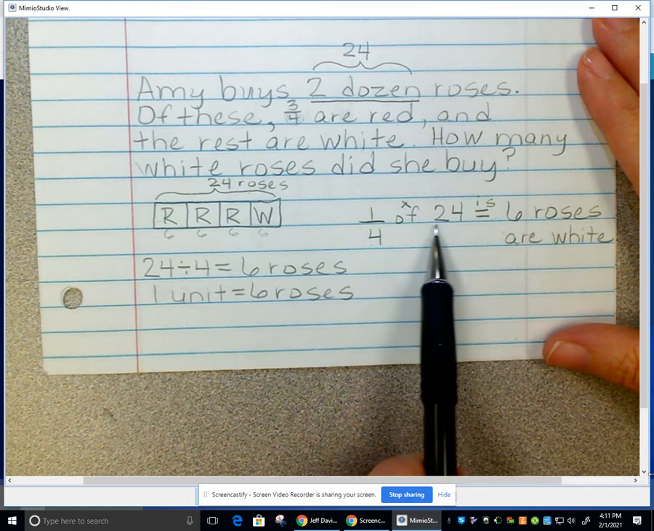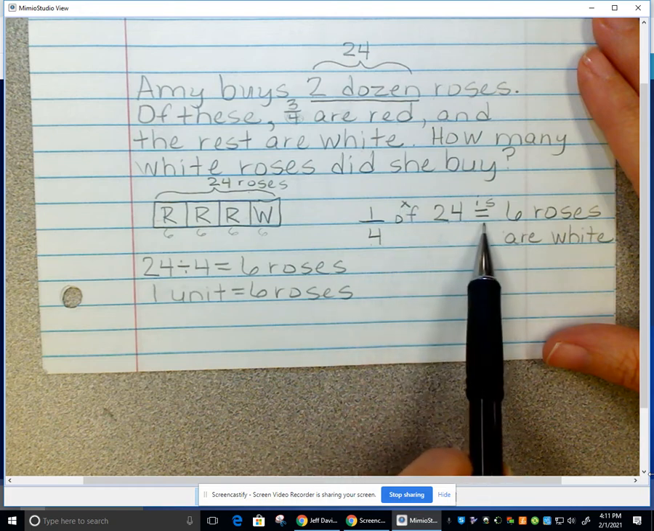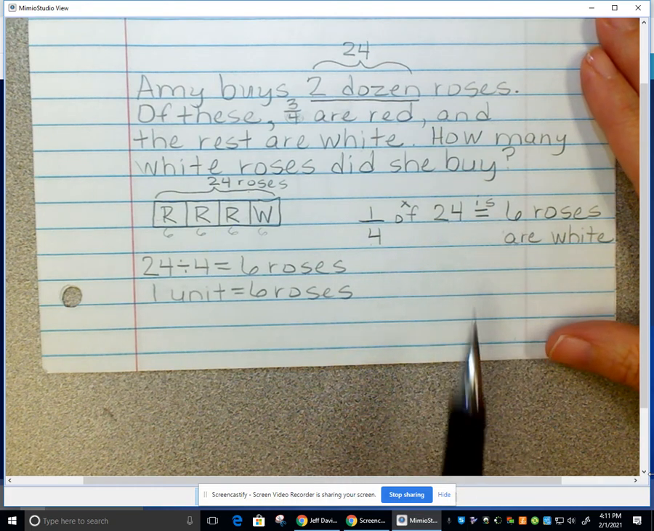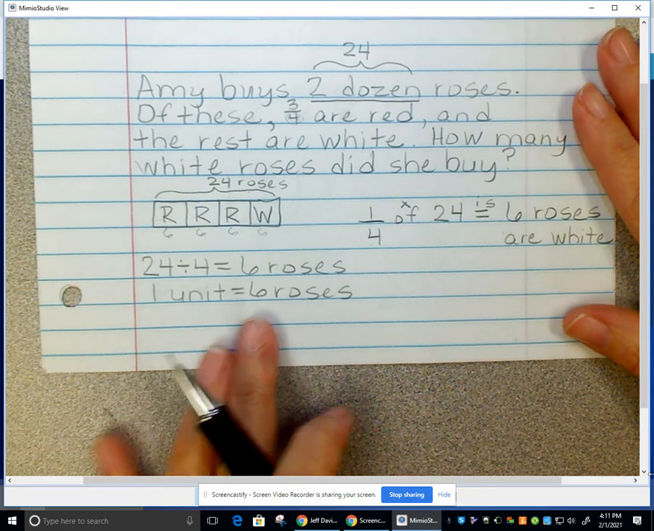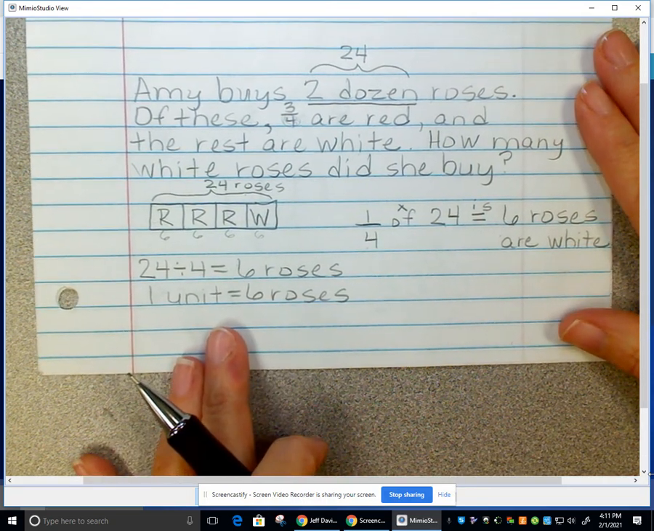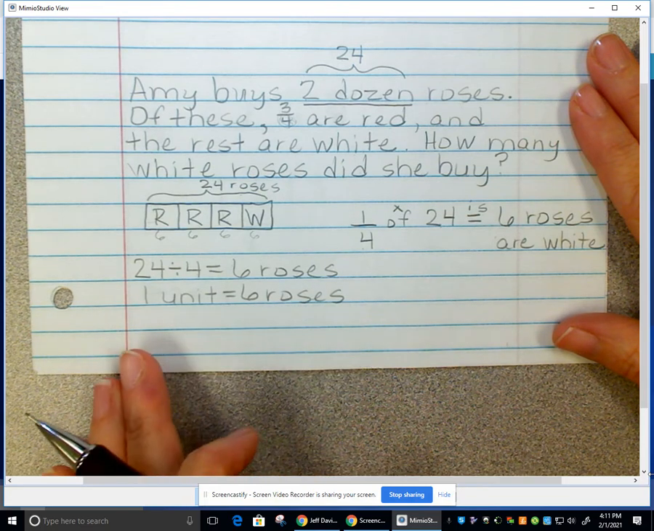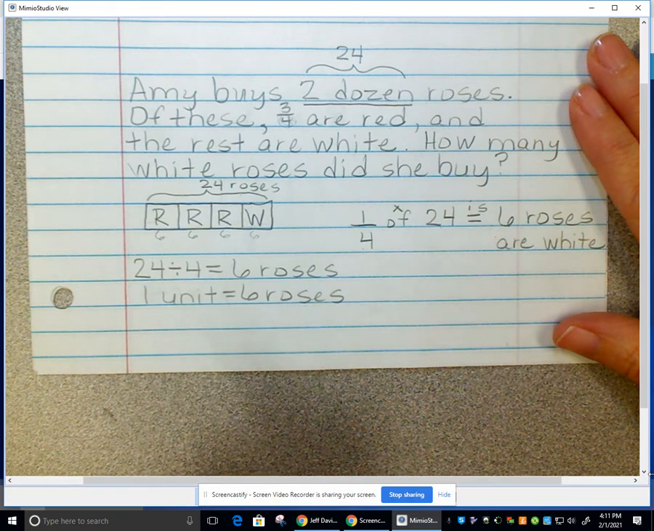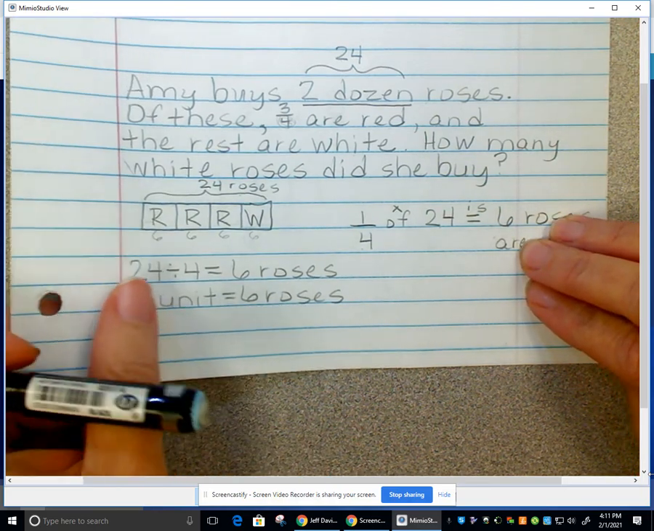Now I could have just done the math here and done 1/4 times 24, and I would have gotten the same thing. But today, for some reason, they really want us to focus on tape diagrams, and I don't want to bypass that and have to come back later and redo it again. So let's go ahead and get this behind us and work with tape diagrams.